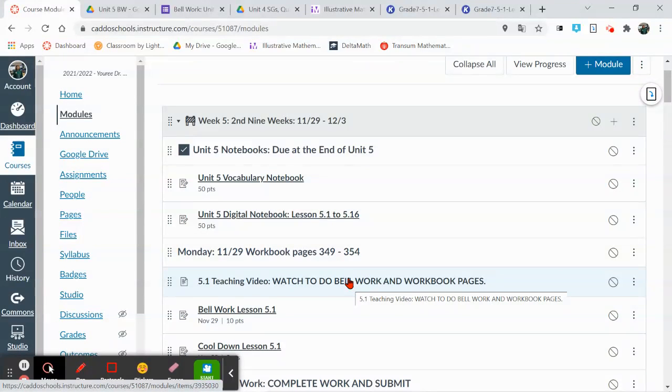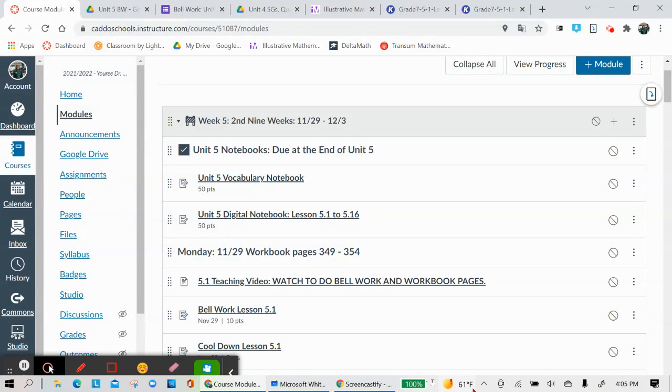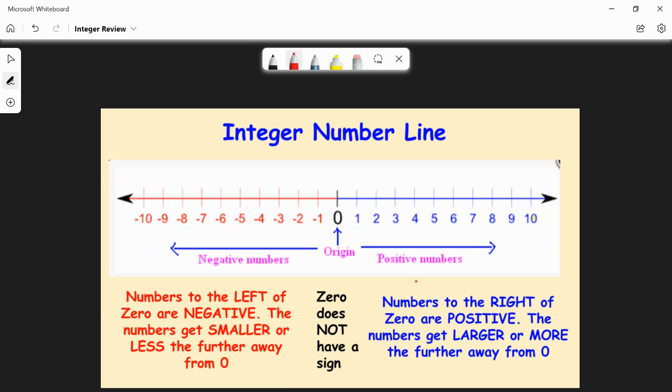So before we go to the Bellwork, we're going to do some review. Let's review integers. I'm going to bring up something here. Okay, integers are positive and negative numbers. Now, usually they're whole numbers. We will also see positive and negative decimals, fractions, and percents this year. But first, let's talk about integers.